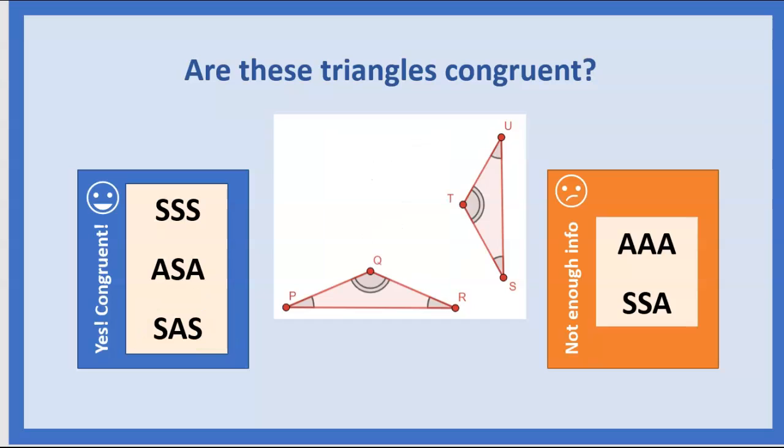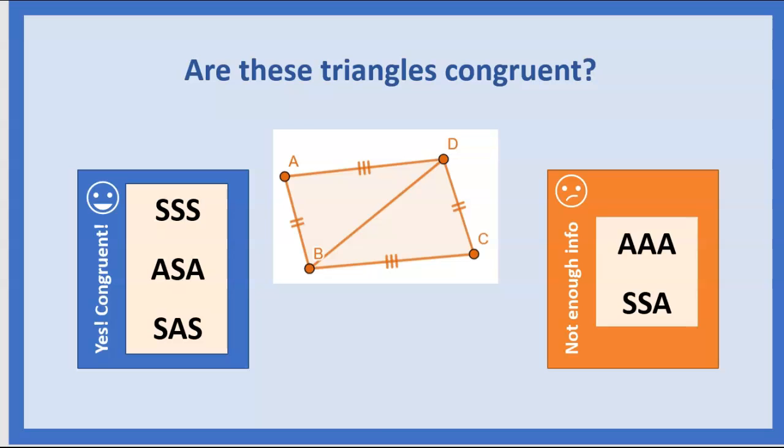How about these ones? That one might be a little bit easier to spot as AAA because we have 3 angles marked, 3 angles marked over here. But keep in mind that AAA does not guarantee congruence. Remember we said that could be dilated up or down, it could be bigger or smaller. All the side lengths could be changed even though the angles are staying the same. How about this one?